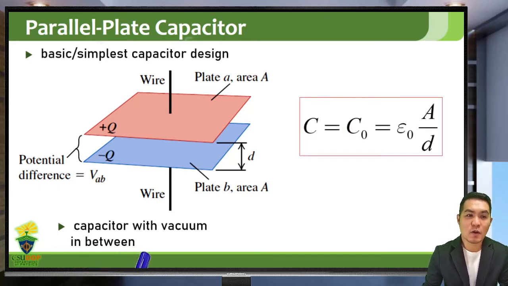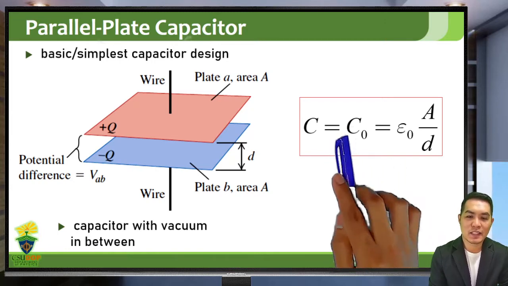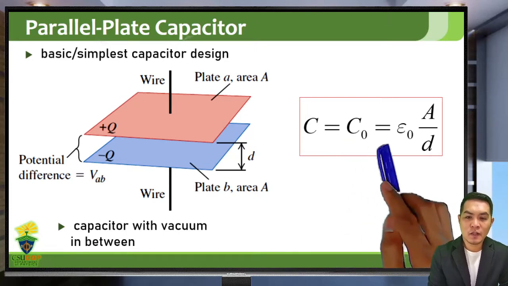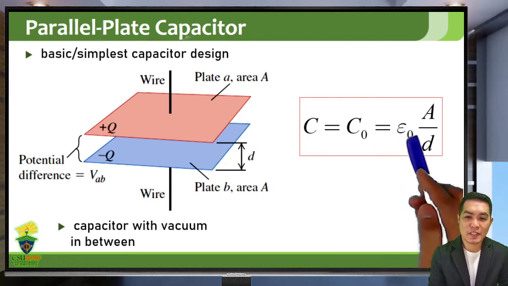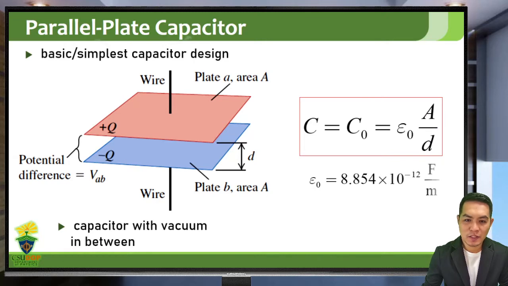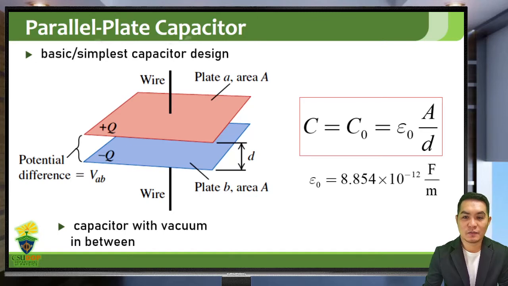So the capacitance of this capacitor is given as this equation. We will denote the capacitance of this capacitor as C sub 0, or C naught, to indicate that this is a parallel plate capacitor in vacuum. It's just equivalent to epsilon naught, the permittivity of free space, times the area over the separation distance between the plates. The permittivity of free space is given by this constant value, 8.854 times 10 to the negative 12 farad per meter.